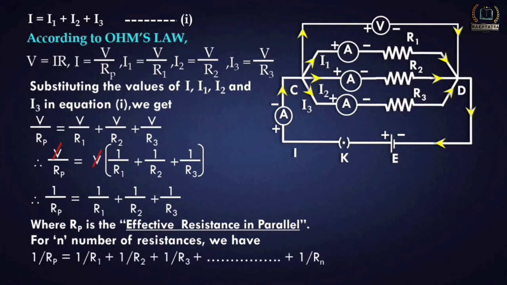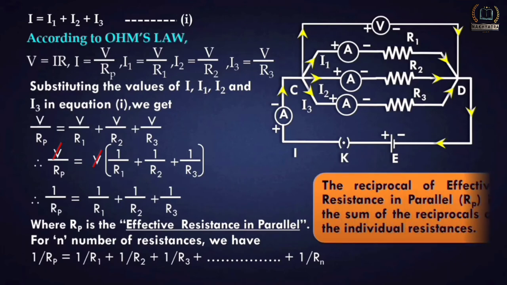So, for n number of resistances, we have 1 by Rp equal to 1 by R1 plus 1 by R2 plus 1 by R3 plus 1 by Rn. Easy, I guess. So the reciprocal of the effective resistance in parallel, Rp, is the sum of the reciprocals of the individual resistances. These are the individual resistances R1, R2, R3, right?